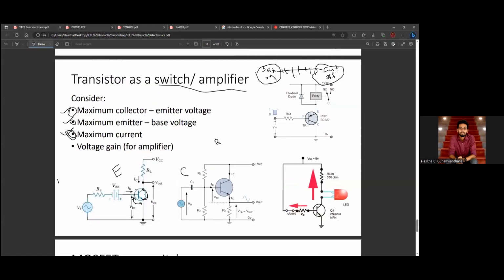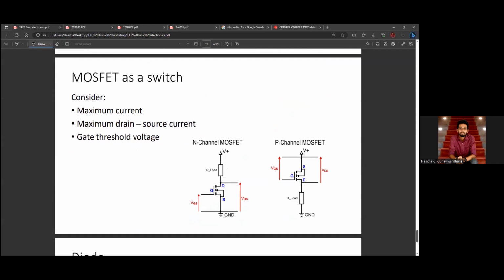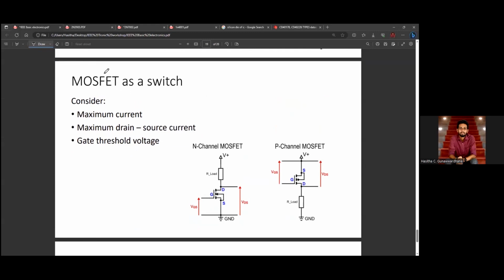Another thing, we are now going to the MOSFET. The MOSFET can be used as an amplifier as well as a switch. Using a MOSFET as an amplifier is a bit more difficult, as there are many equations we have to handle. Therefore, I'm mainly focusing on using the MOSFET as a switch.